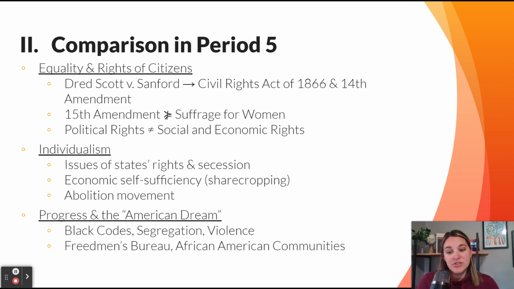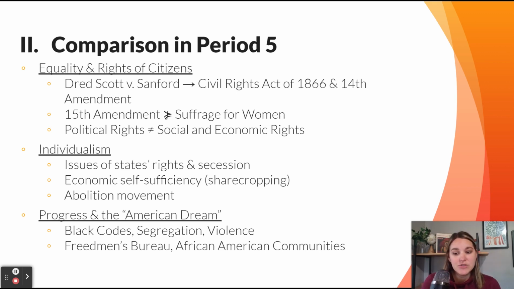We can think about individualism connecting to the idea of economic self sufficiency and whether or not people were more or less likely to be economically self sufficient. Specifically, looking at sharecropping, we would see that that is not the case. And then the abolition movement: how many people were advocating for the rights of individuals through the abolition movement, and whether or not that really came to fruition after the Civil War. While slavery did technically end, did life actually change for individuals?